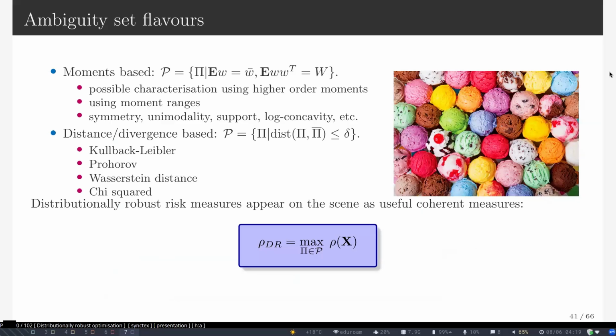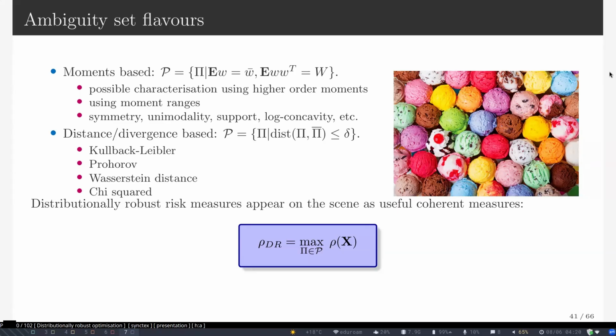So there are different ways of coming up with ambiguity sets. You can use moments to define them. Okay, I'm interested in all the distributions whose first moment is this, second moment is that. We can chuck as many moments as we want to. We can put ranges on it. We can enforce some symmetry, support, locality, etc. That's one way of doing it.